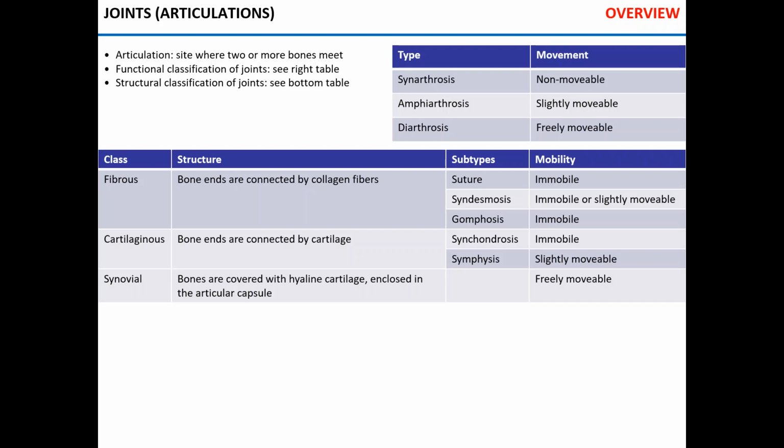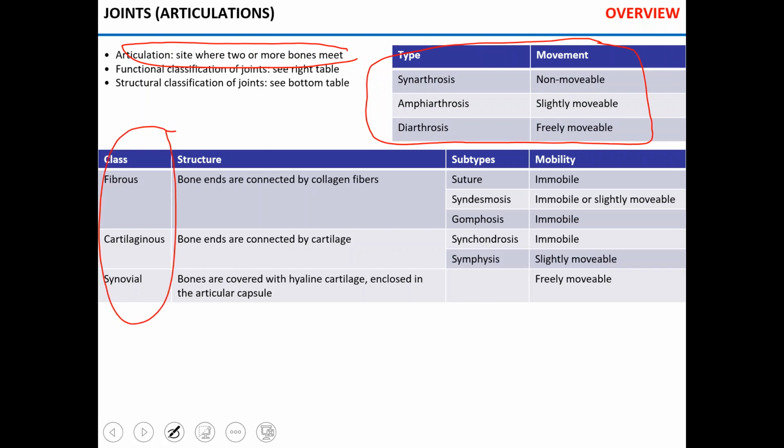Let's talk about the joints, and we're going to start with the definition of a joint. A joint is a place where two bones meet. That's it. So joints can be classified functionally, the degree of motion, and structurally, what connects the bones.